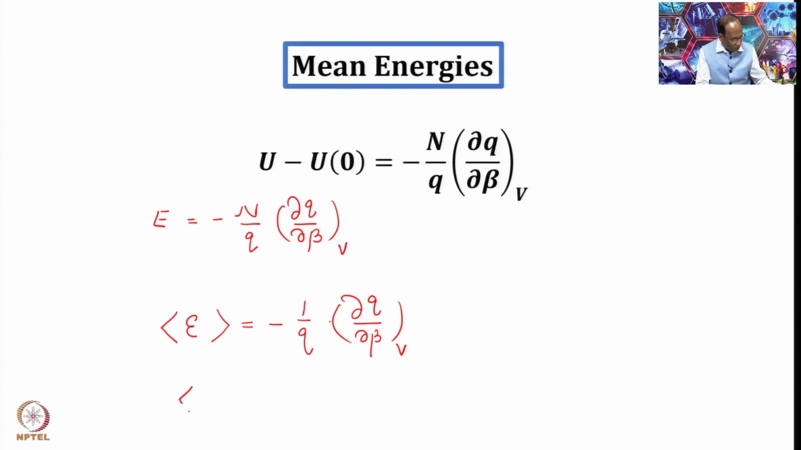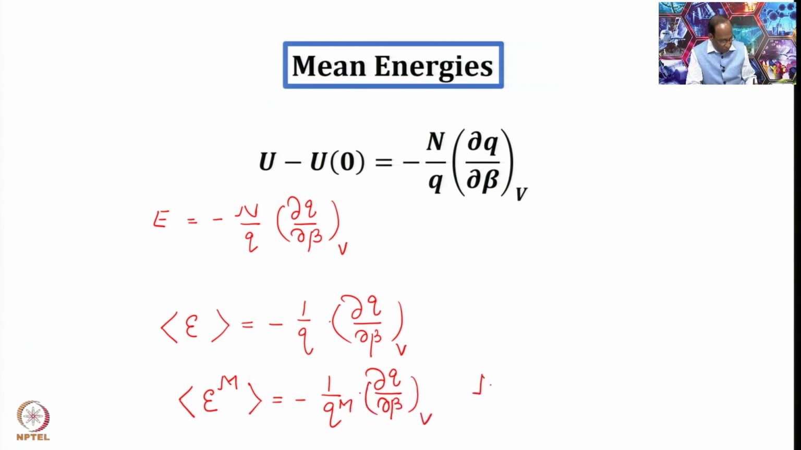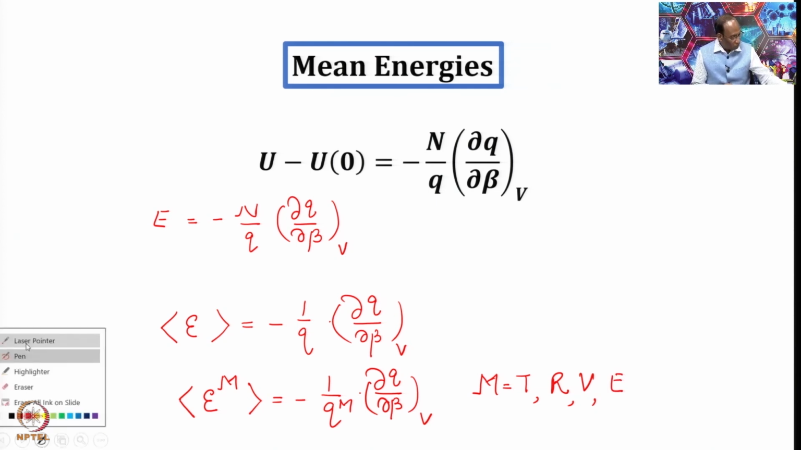We can further tag it: mean energy for a particular mode is equal to minus 1 by q for that particular mode into del q del beta at constant volume, where m can be translational, it can be rotational, it can be vibrational, it can be electronic or any other that you are considering. Therefore, mean energy can be obtained from the knowledge of molecular partition function by using this expression.